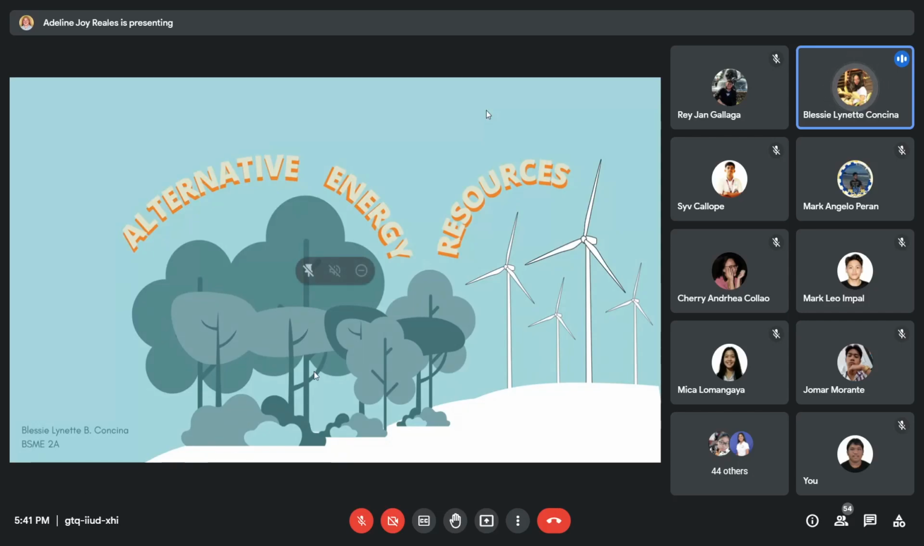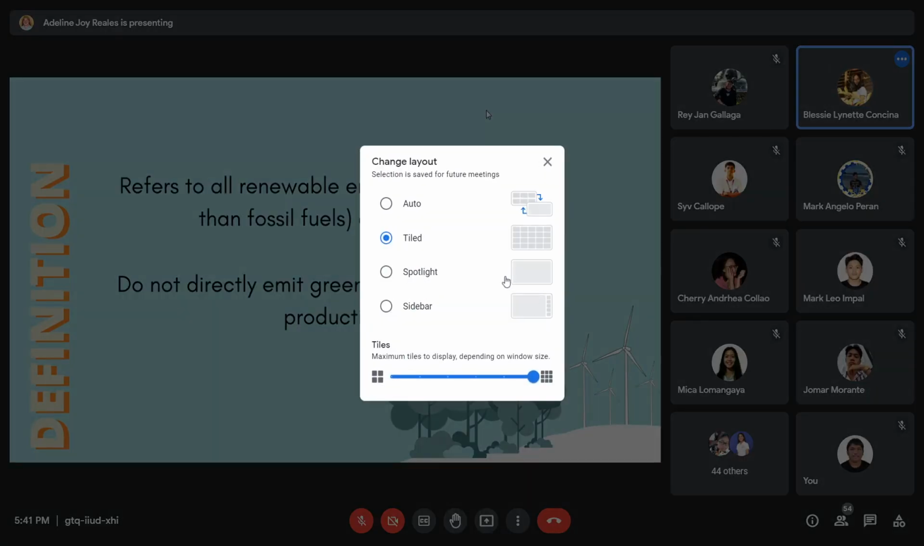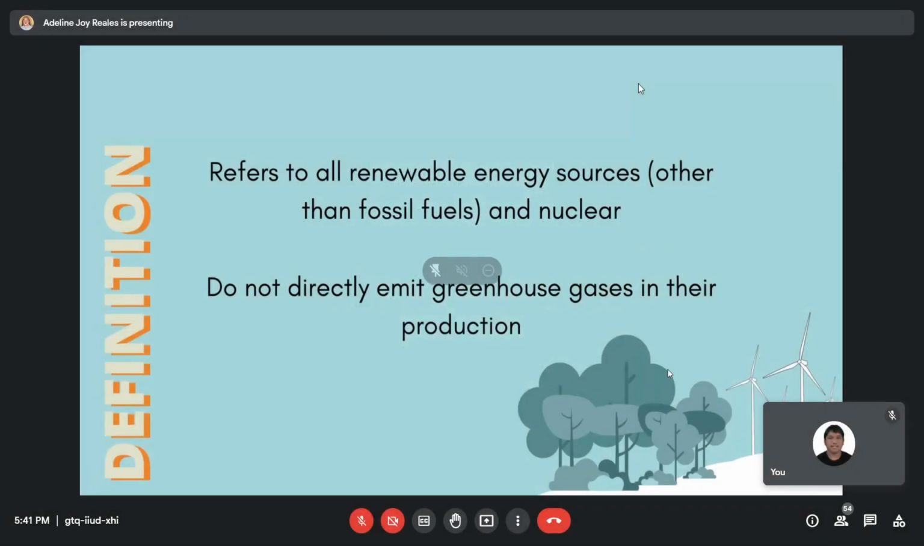Underlying the wide umbrella of alternative energy resources. When we say alternative energy resources, the first thing that obviously comes to mind is the term substitute, meaning to say it is something that if the main source depletes or gets seriously obsolete, these can take over. Alternative energy resources, by definition, refers to energy sources, all renewable sources, and nuclear other than fossil fuels.